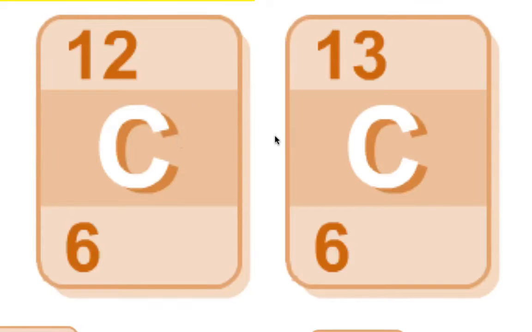Now we call these isotopes of carbon. There is an isotope of carbon that has 6 neutrons and a relative mass of 12, and there's an isotope of carbon that has a relative mass of 13 because it has 7 neutrons. So different isotopes of the same element will have the same number of protons, so they've got the same atomic number. This identifies the element, but different numbers of neutrons.